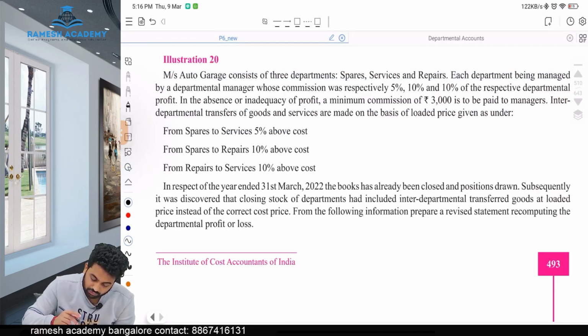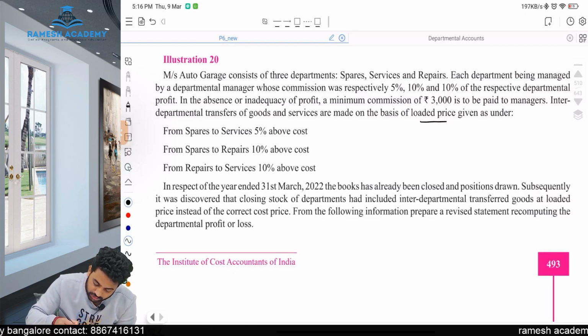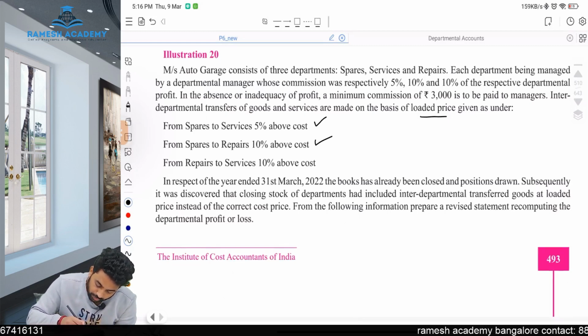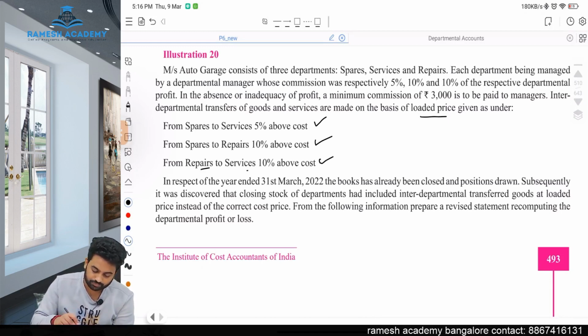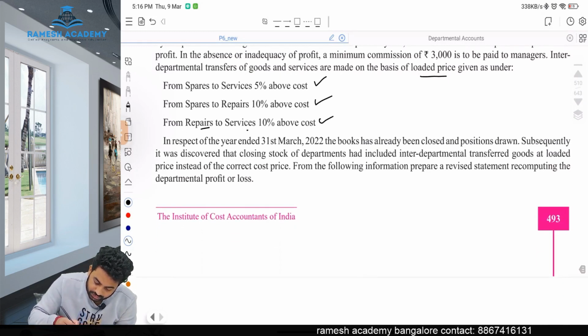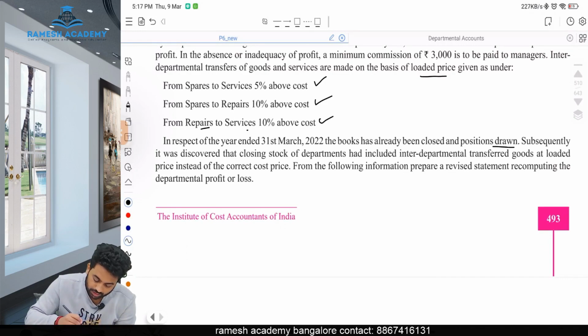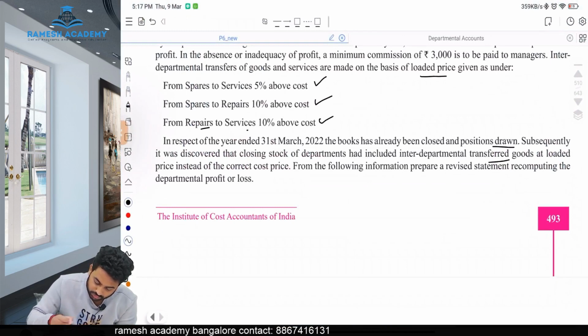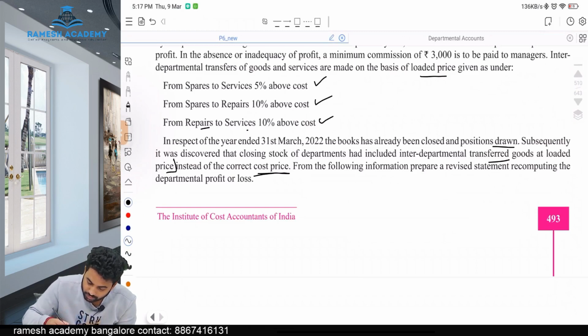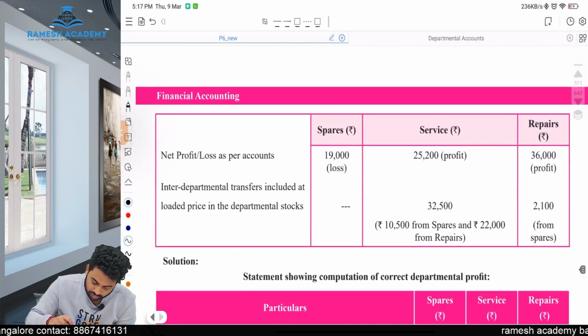Interdepartmental transfers of goods and services are made on the basis of a loaded price given as under. From spares to service, 5% above the cost. From spares to repairs, 10% above the cost. From repairs to service, 10% above the cost. In respect of the year ended 31/3/2022, the books have already been closed and the position drawn. Subsequently, it was discovered that the closing stock of departments had included interdepartmental transferred goods at a loaded price instead of the correct cost price. From the following information, prepare a revised statement recomputing the departmental profit or loss.